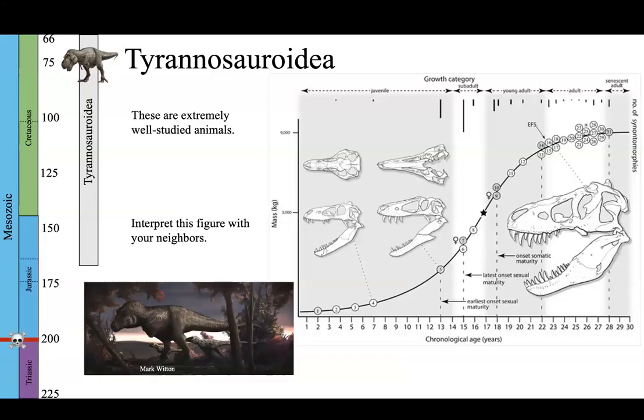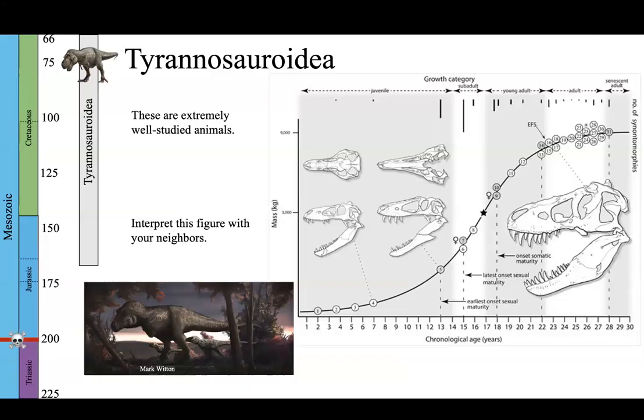You can see estimates the authors have for the onset of sexual maturity as well as somatic maturity. So sexual maturity means you can reproduce. Somatic maturity means your body has stopped growing. You've reached your adult body size. So you can see there's a bit of a range there.